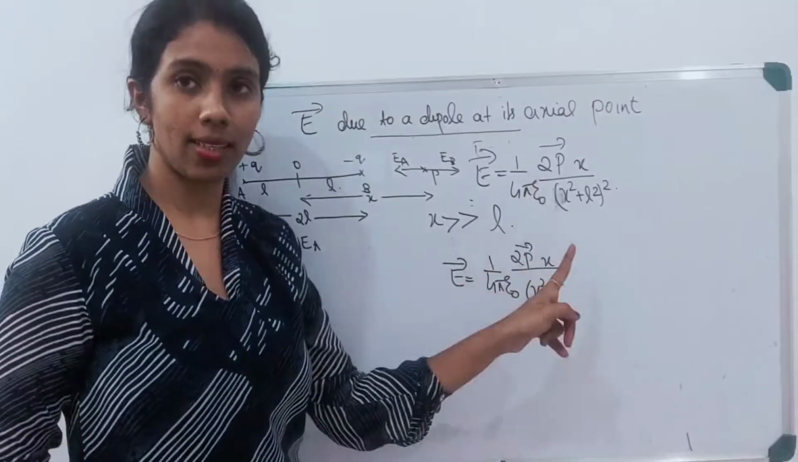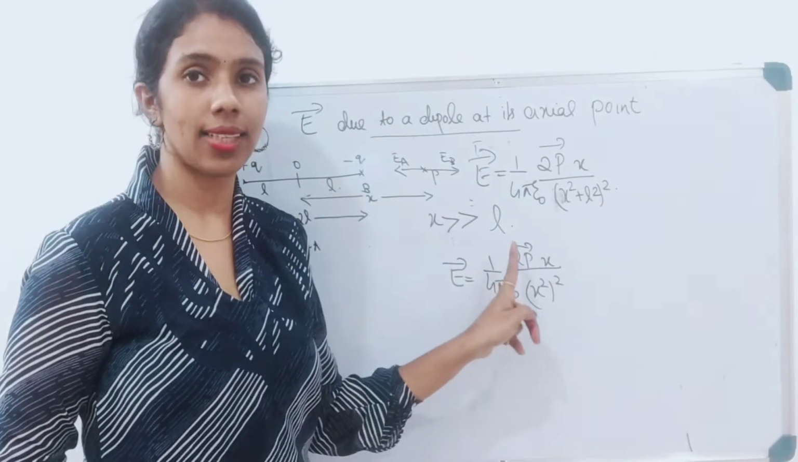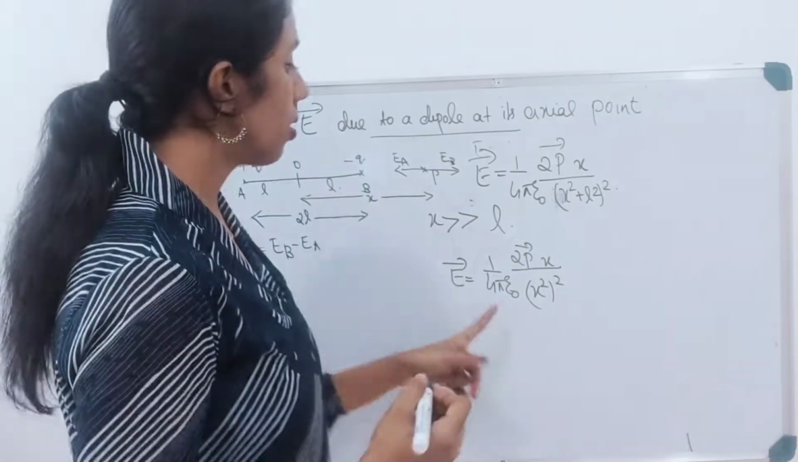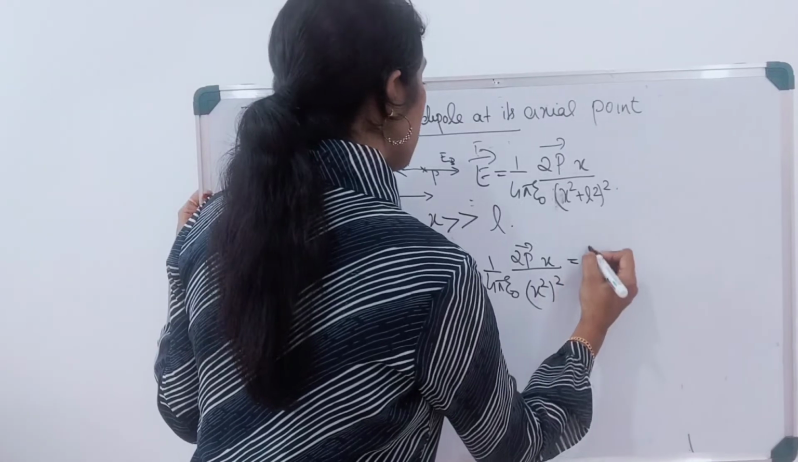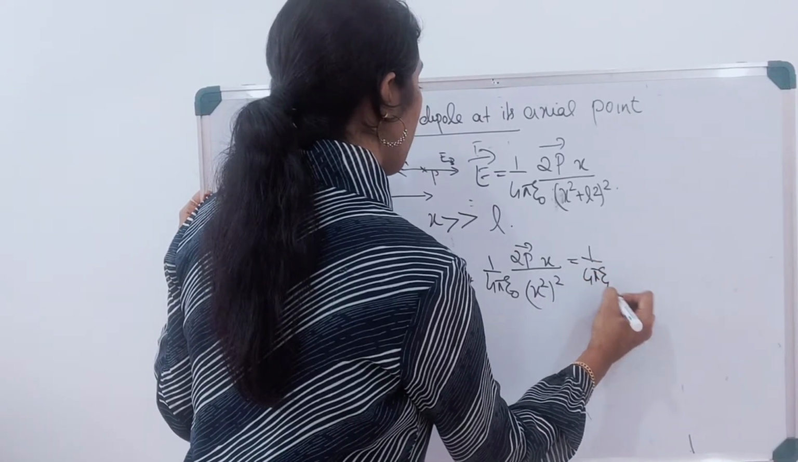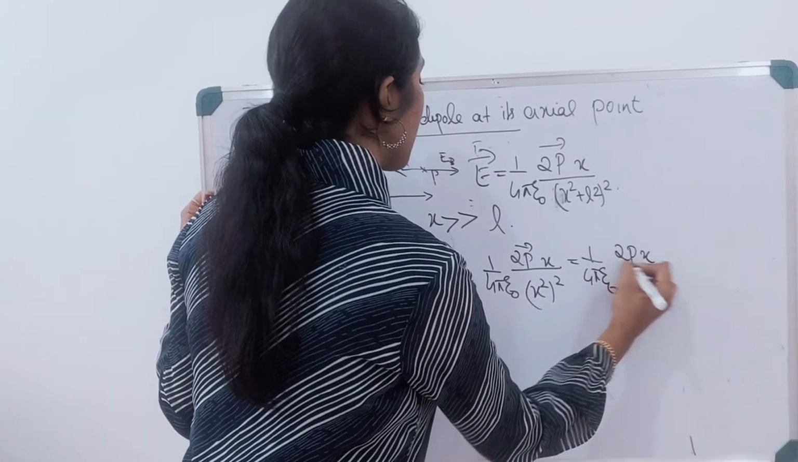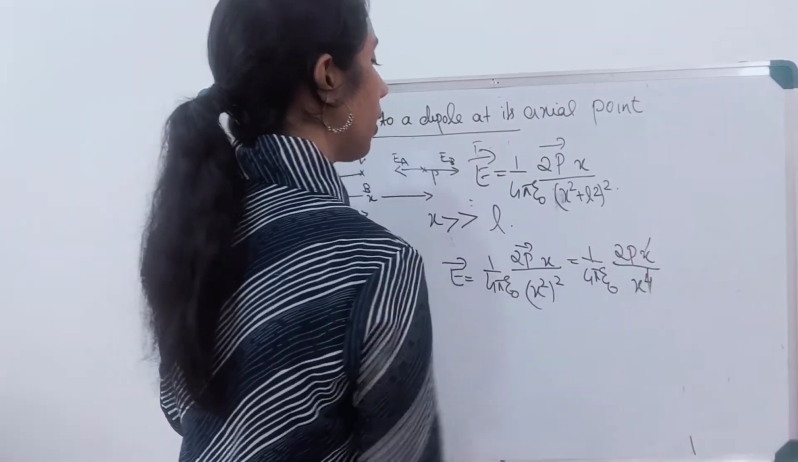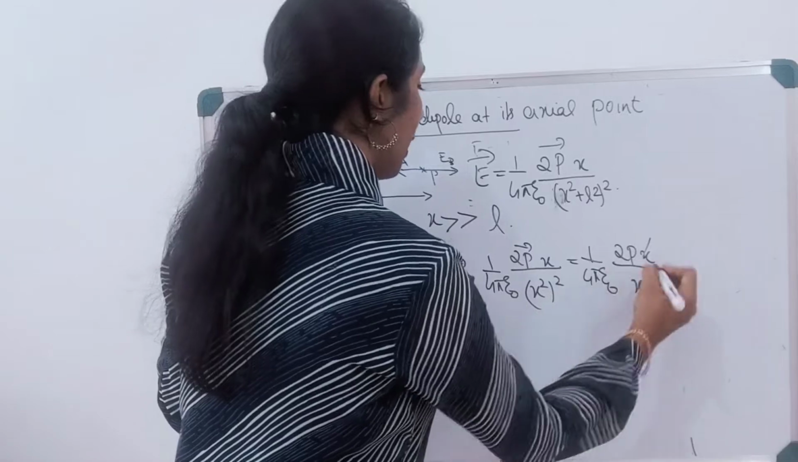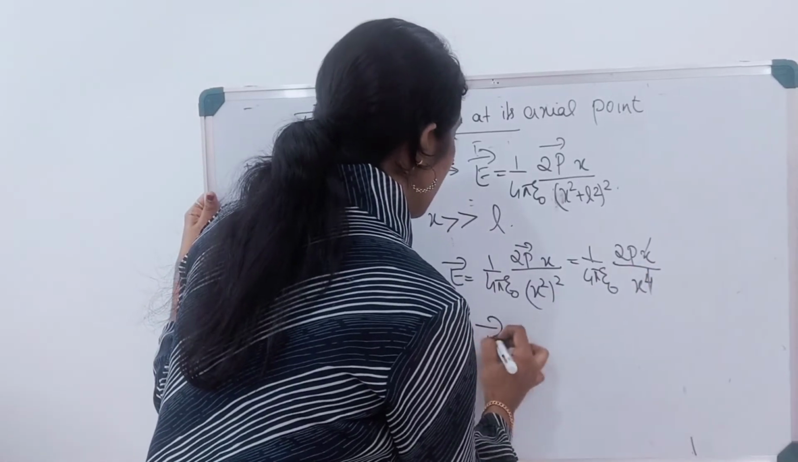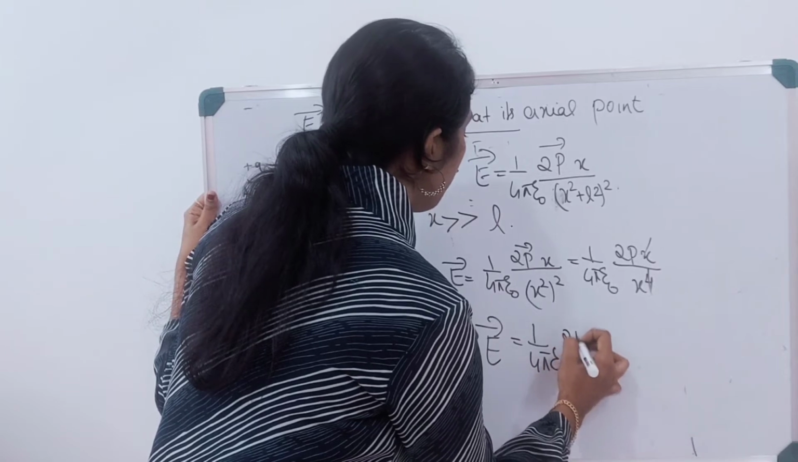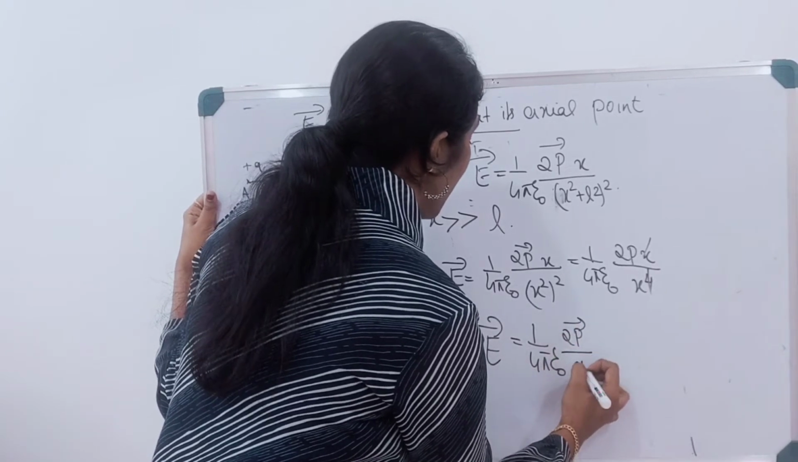We can neglect L square because here we are considering x as a far point, or P is in a far point. So this can be written as 1 by 4 pi epsilon 0 2px divided by x raised to 4, where 1x in the numerator and denominator cancels and the equation becomes E is equal to 1 by 4 pi epsilon 0 2p divided by x cube.